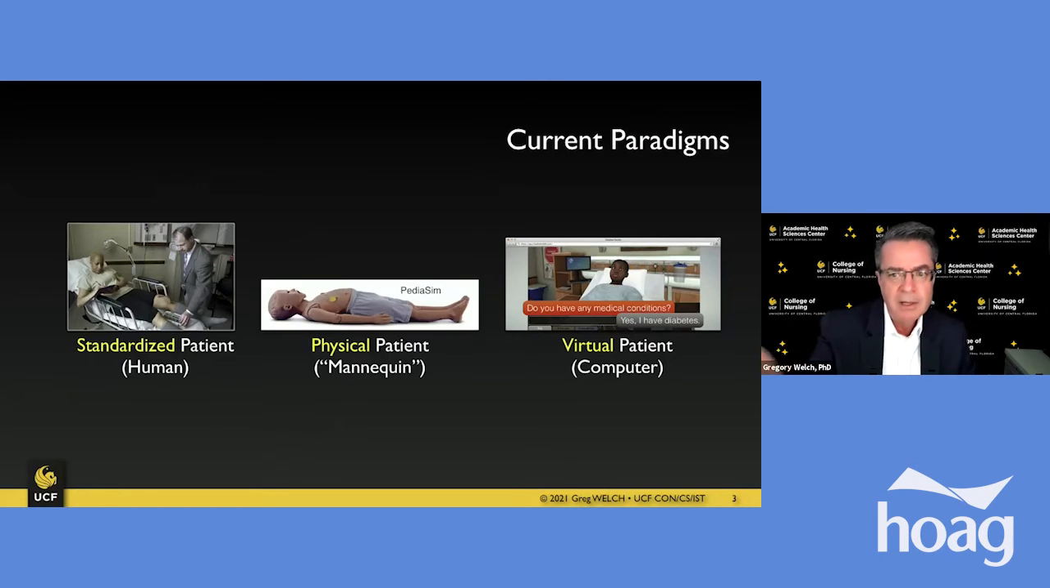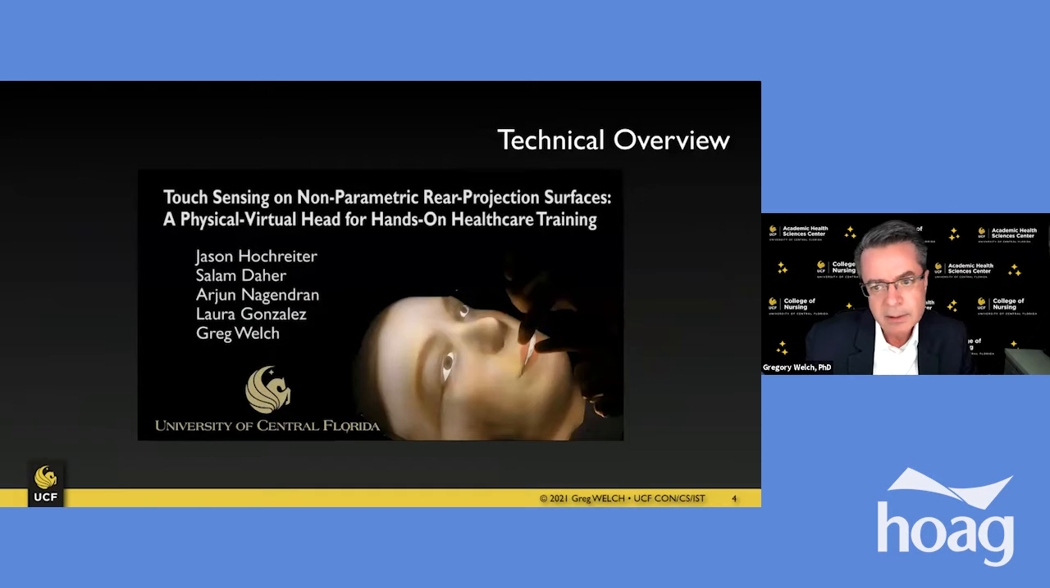And then virtual patients on the right-hand side, you can have all sorts of expressiveness and flexibility, change race, change gender, change all sorts of things, but you can't touch it. There's nothing physically there. It is just in the computer, if you will. And so what we've been working on is something we call a physical virtual patient simulator. And I'm just going to play a short video here to give you a sense of what this is like.